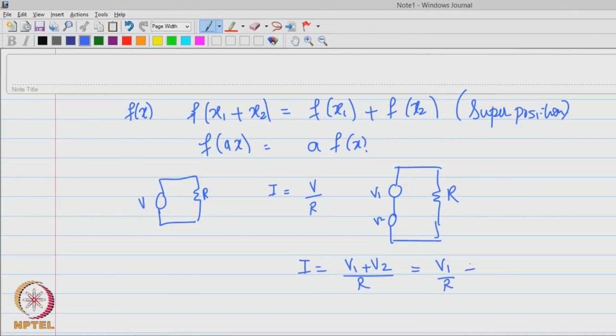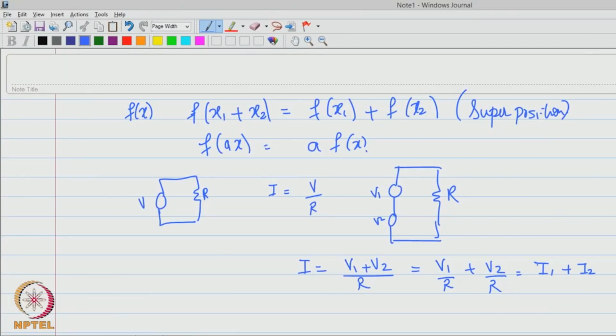is V1 over R plus V2 over R. This is the response I1 which I would get only with voltage V1, and I2 the response which I would get only with V2, right. So I could just take the individual voltages, take the responses, and then combine them.